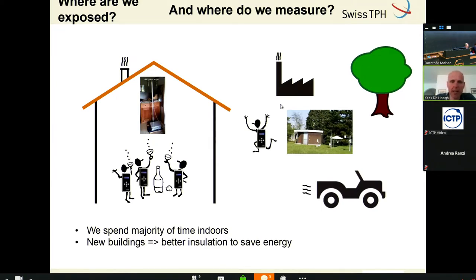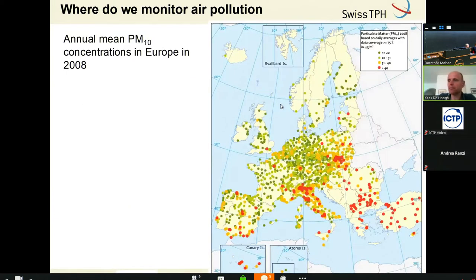But ideally speaking, what we would want to do is attach a monitor to every individual to get an ideal or most accurate assessment of air pollution. But often what we are left with really is the routine monitoring site outside. So with that, we need to do some assessments, and I will come to that in a minute.